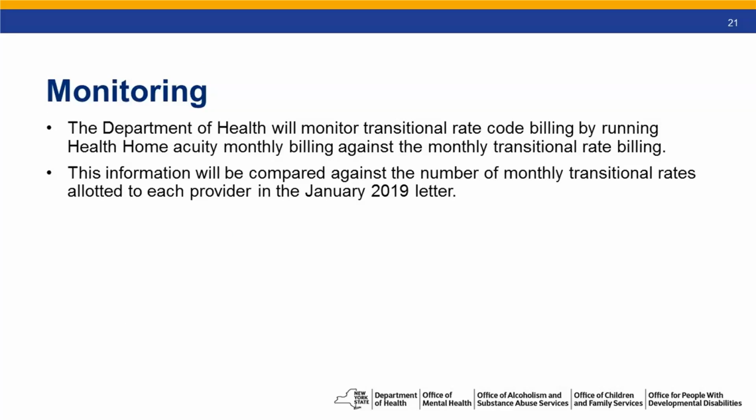by running health home acuity monthly billing against the monthly transition rate billing to make sure that there are 2. They must have the same health home and transition acuity billed for them in both rate codes. This information will be compared against the number of monthly transitional rates allotted to each provider in the letter that you'll be receiving from the Department of Health. So that's to make sure that if you were given 10 slots and you are serving 18 children, as in one of my first examples, that you didn't bill 18 transitional slots because you don't have the right to those.